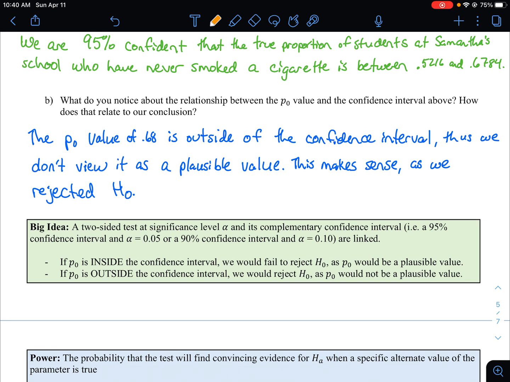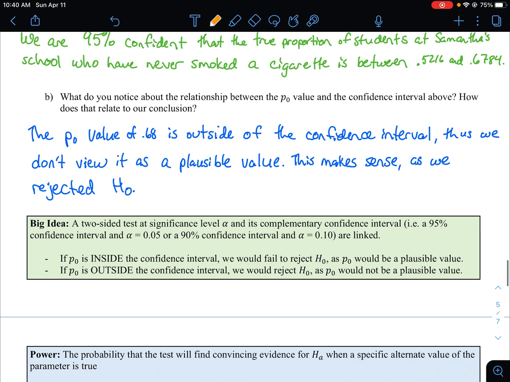Now, again, this only works if the levels add to 100. If we did a 95% confidence interval at a 10% significance level, that's no good because 95% and 10% exceeds our 100%. Likewise, if we did a 90% confidence interval with a 5% significance level, 90 and 5 is only 95. The two have to be accounting for the entire 100%. 90 and 10, 95 and 5, 99 and 1, something like that.